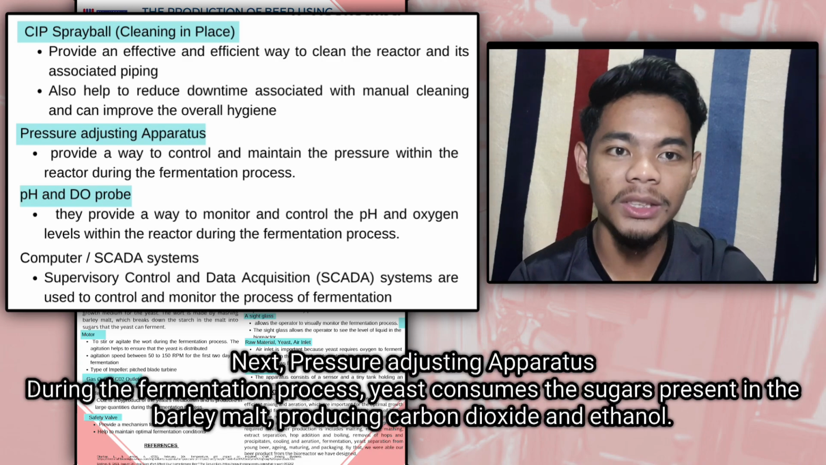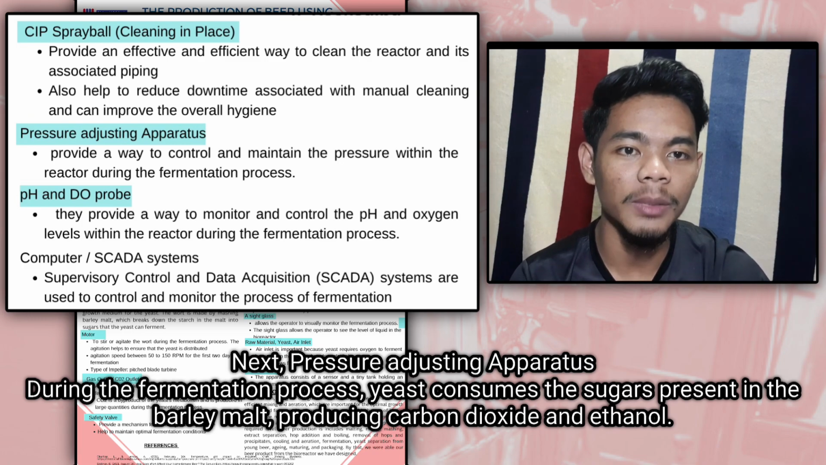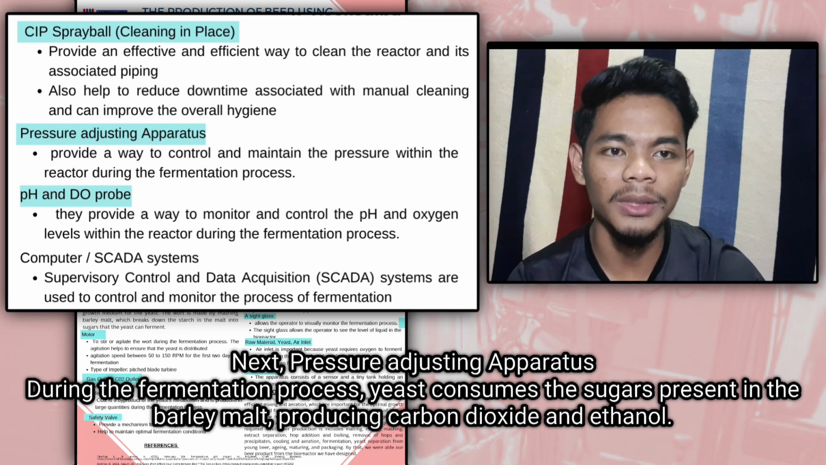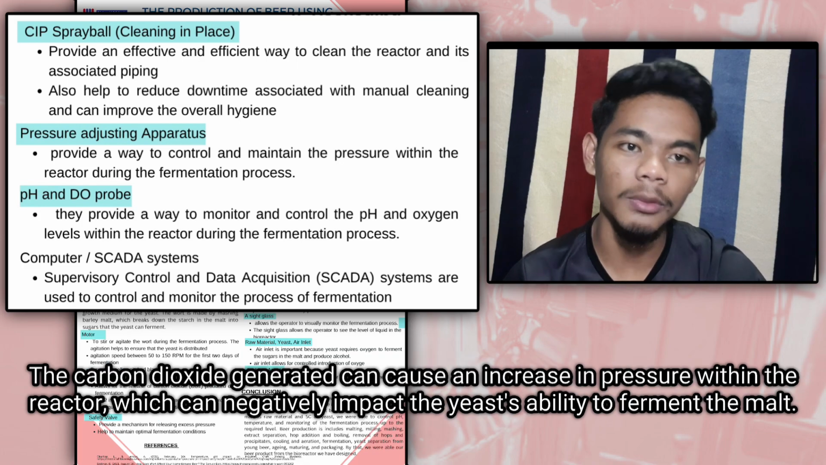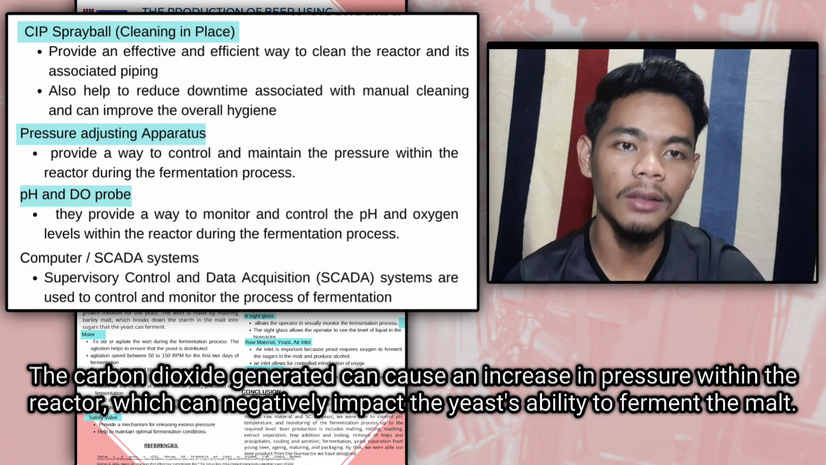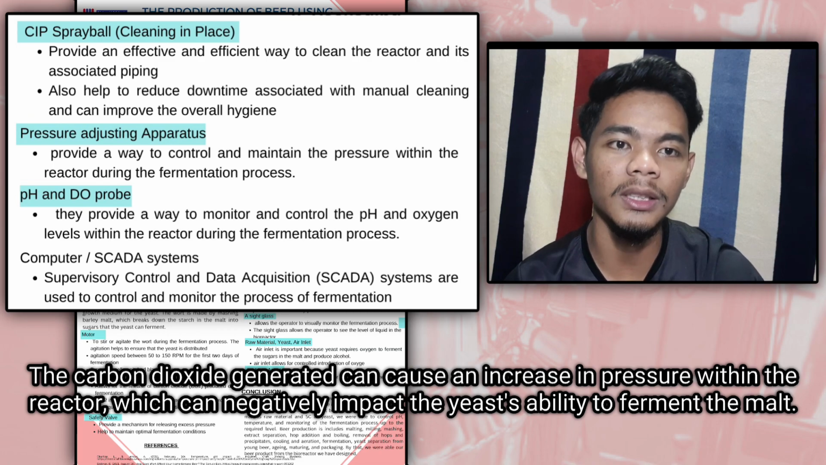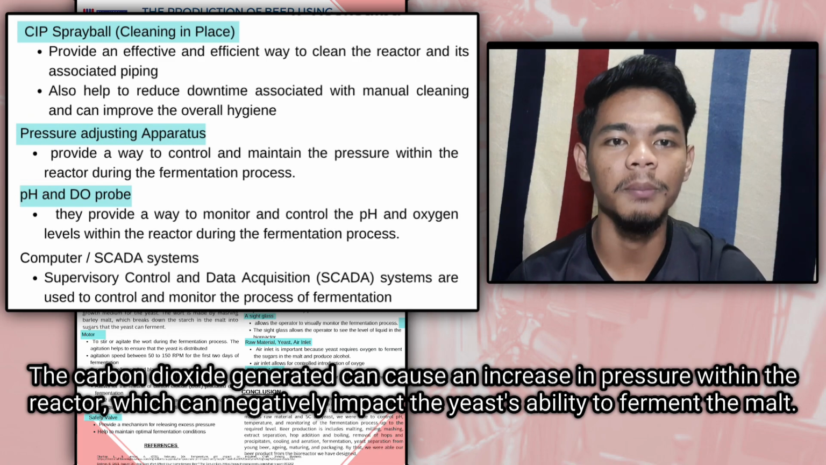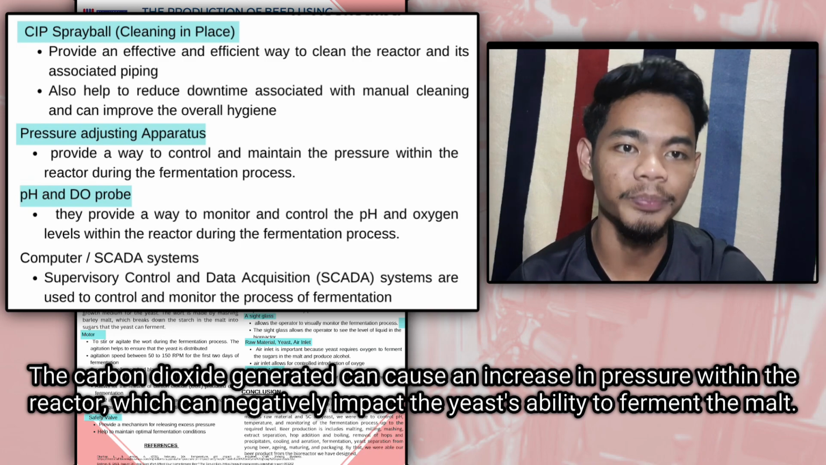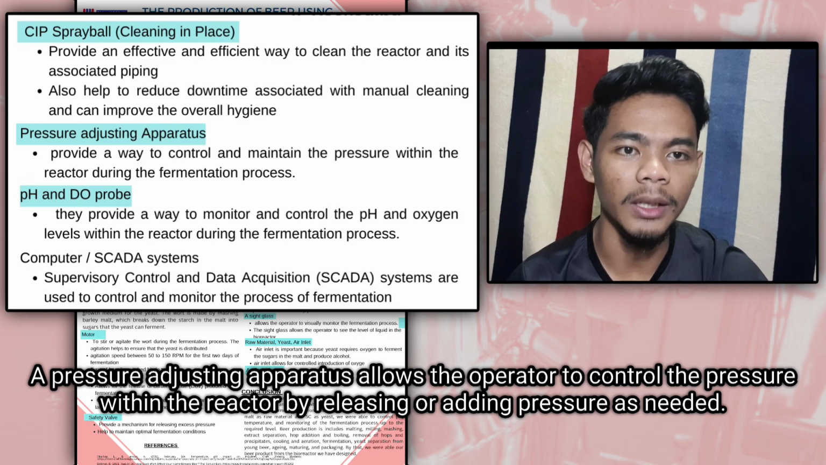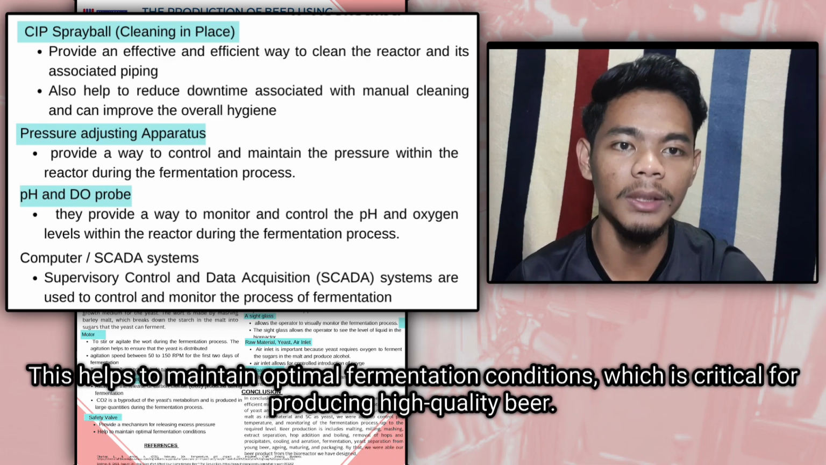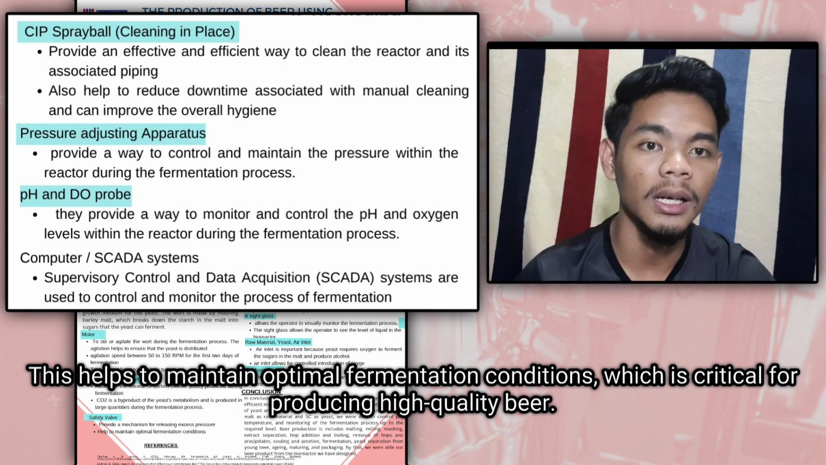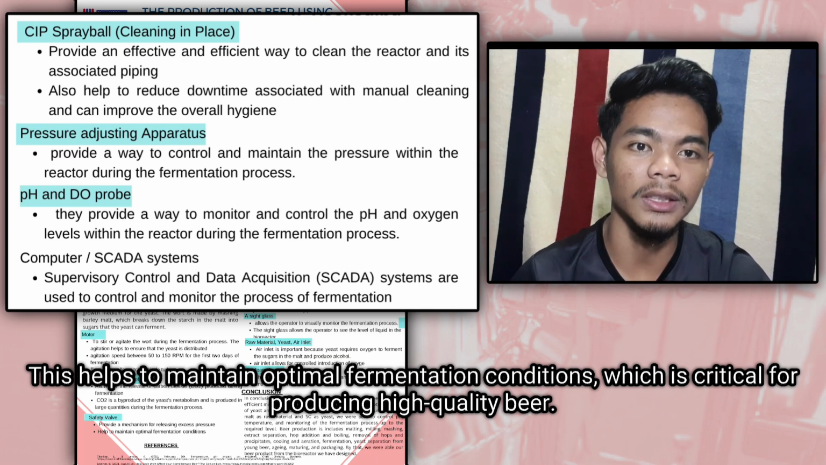Next, pressure adjusting apparatus. During the fermentation process, yeast consume the sugar present in the barley malt and produce carbon dioxide and ethanol. The carbon dioxide can cause an increase in the pressure within the reactor, which can negatively impact the yeast's ability to ferment the malt. The pressure adjusting apparatus allows the operator to control the pressure within the reactor by releasing the excess pressure as needed. It helps to maintain optimal fermentation conditions, which is critical for producing high quality beer.